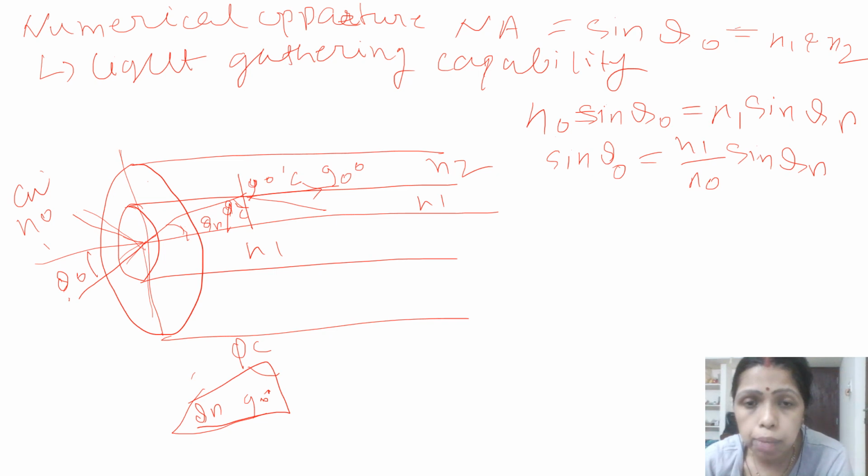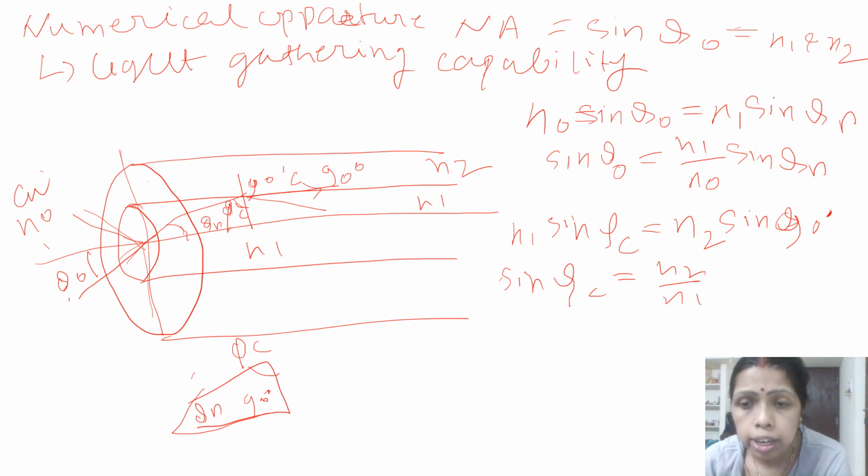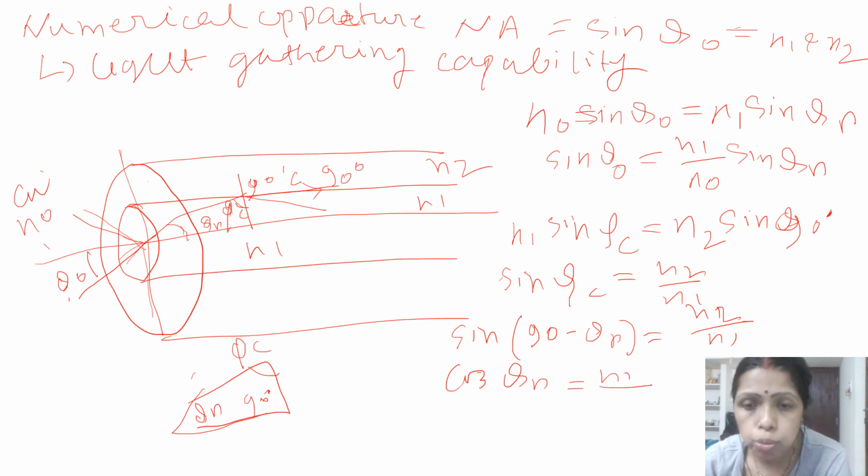Another Snell's law I am applying at these two interfaces. Eta 1 sine phi c is equal to eta 2 sine 90 degrees at the critical angle condition. So what is sine phi c? Sine phi c is equal to eta 2 by eta 1, since sine 90 is 1. Sine phi c again you can write as sine of 90 minus theta r, which is cos theta r, equal to eta 2 by eta 1.